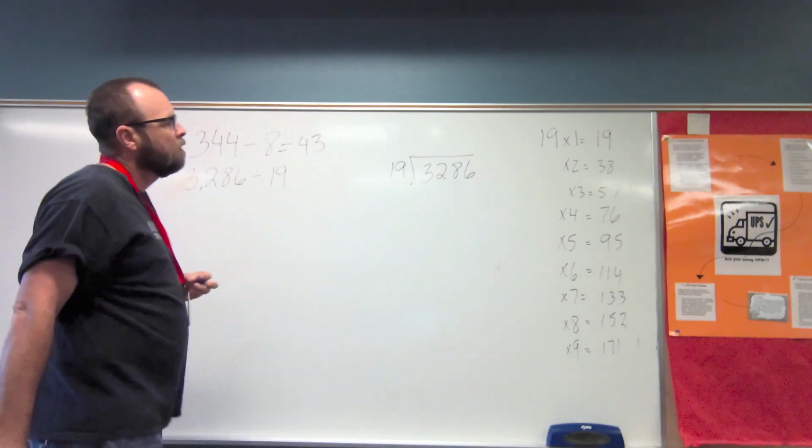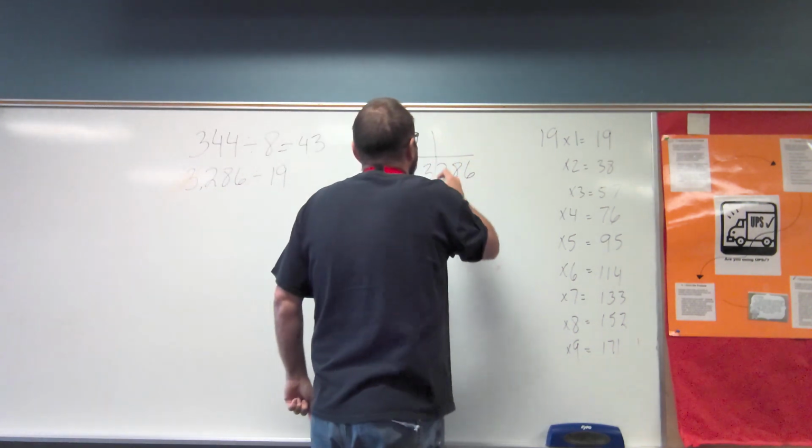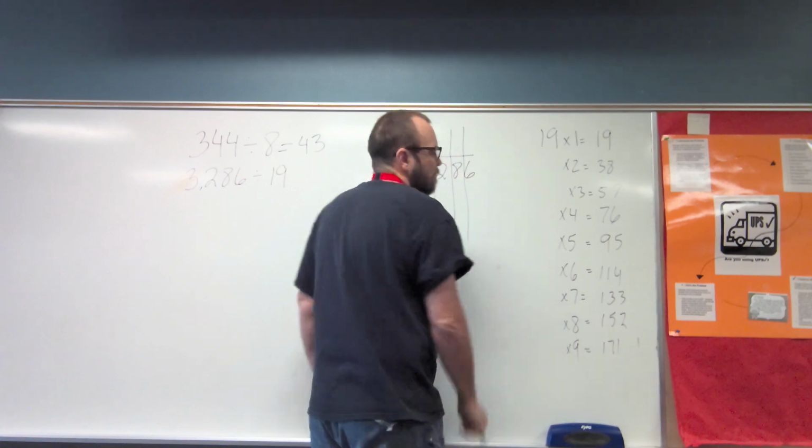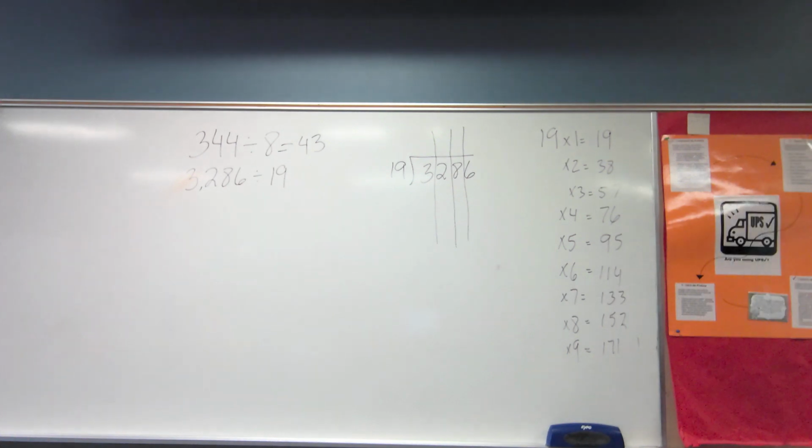3,286. I want to make sure I put one number above each. You can use grid paper, and you can use graph paper. I have some back there. If I don't have any more, I'll be happy to print some for you.